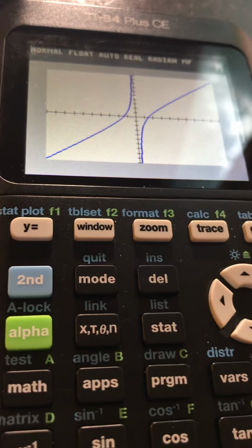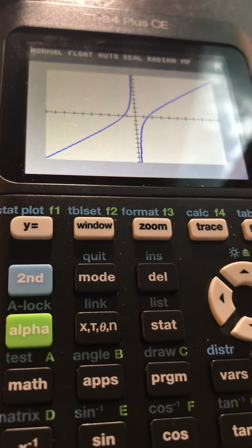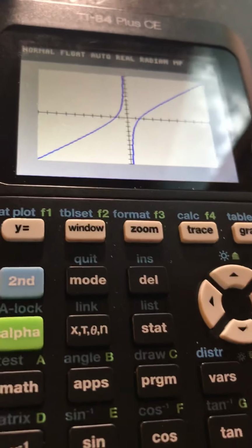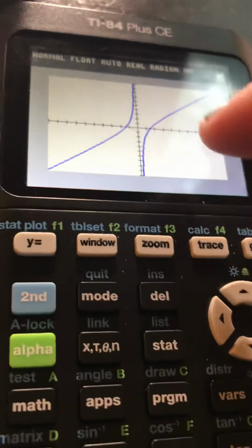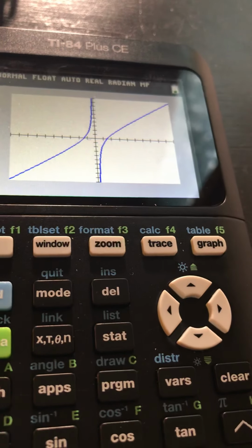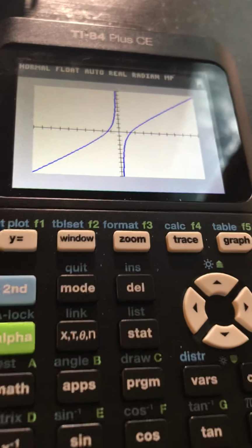There are two places where the derivative equals 0. It looks like between 1 and 2 and between -1 and -2. Algebraically, if you set the derivative equal to 0, those two zeros are square root of 2 and negative square root of 2.